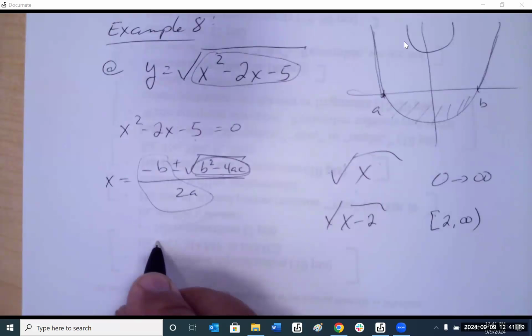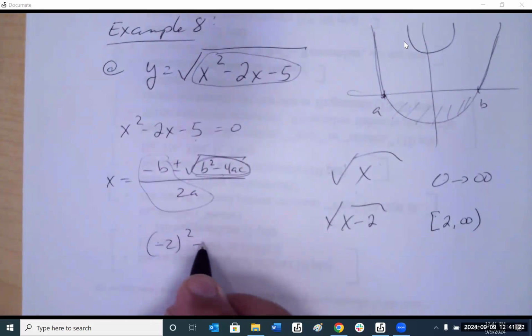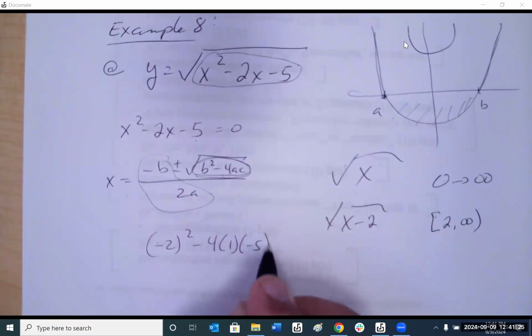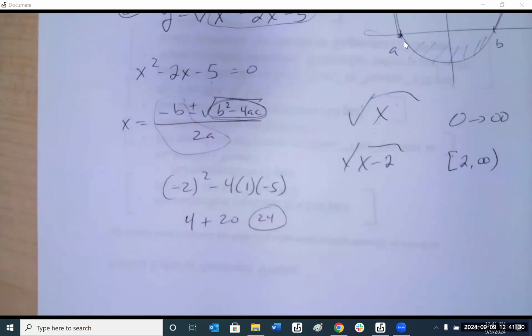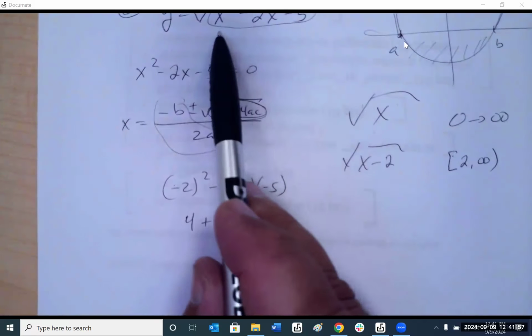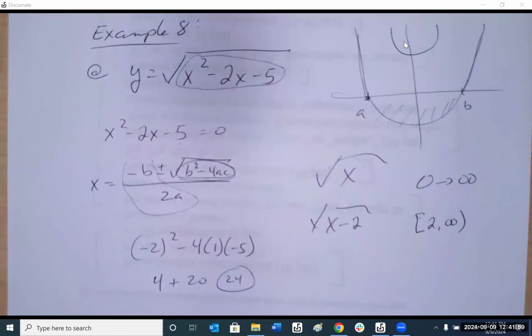So what do we have here? We have negative 2 squared minus 4 times 1 times negative 5. 4 plus 20 is 24. So we are going to have x-intercepts. And all the stuff you think you never use again in algebra, you use again. So basically, it is continuous on its natural domain, because the natural domain says whatever's inside the radical has to be zero or positive.